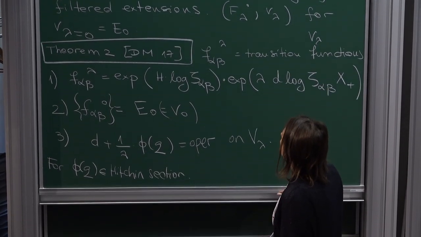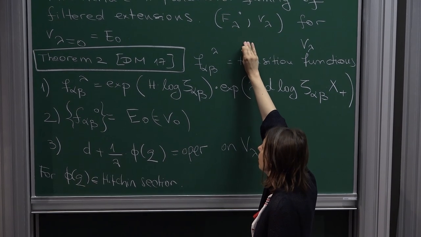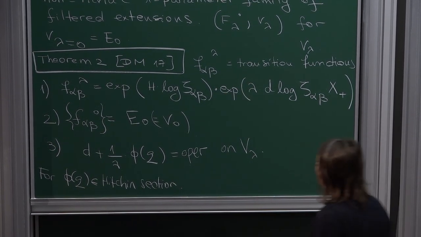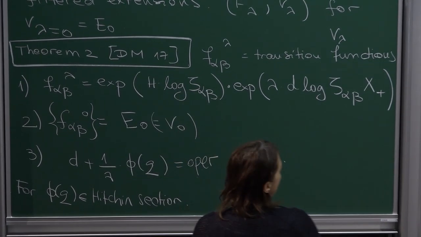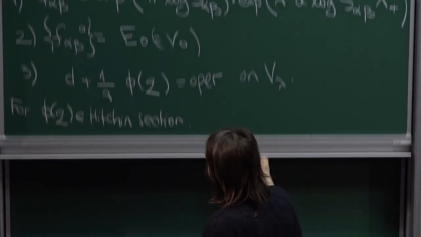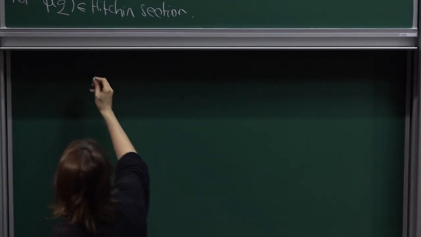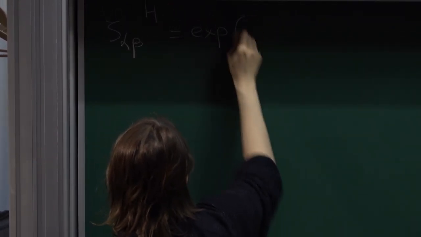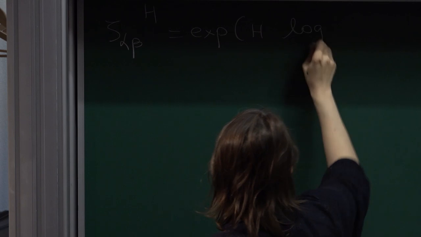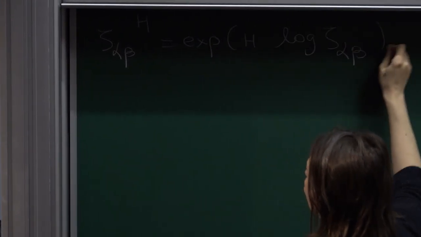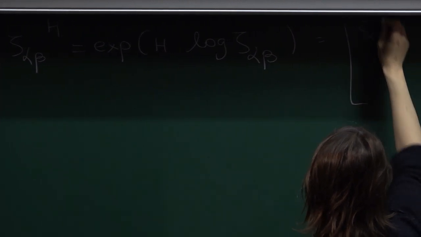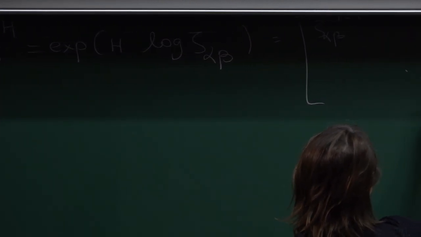Okay, so maybe this is a statement of filtration. This is a statement about how you can identify this filtration. This first matrix, sometimes we denote it like z alpha beta to the h, consisting of exponential of h times logarithm of z alpha beta, and this is just the diagonal matrix consisting of these powers on the diagonal.